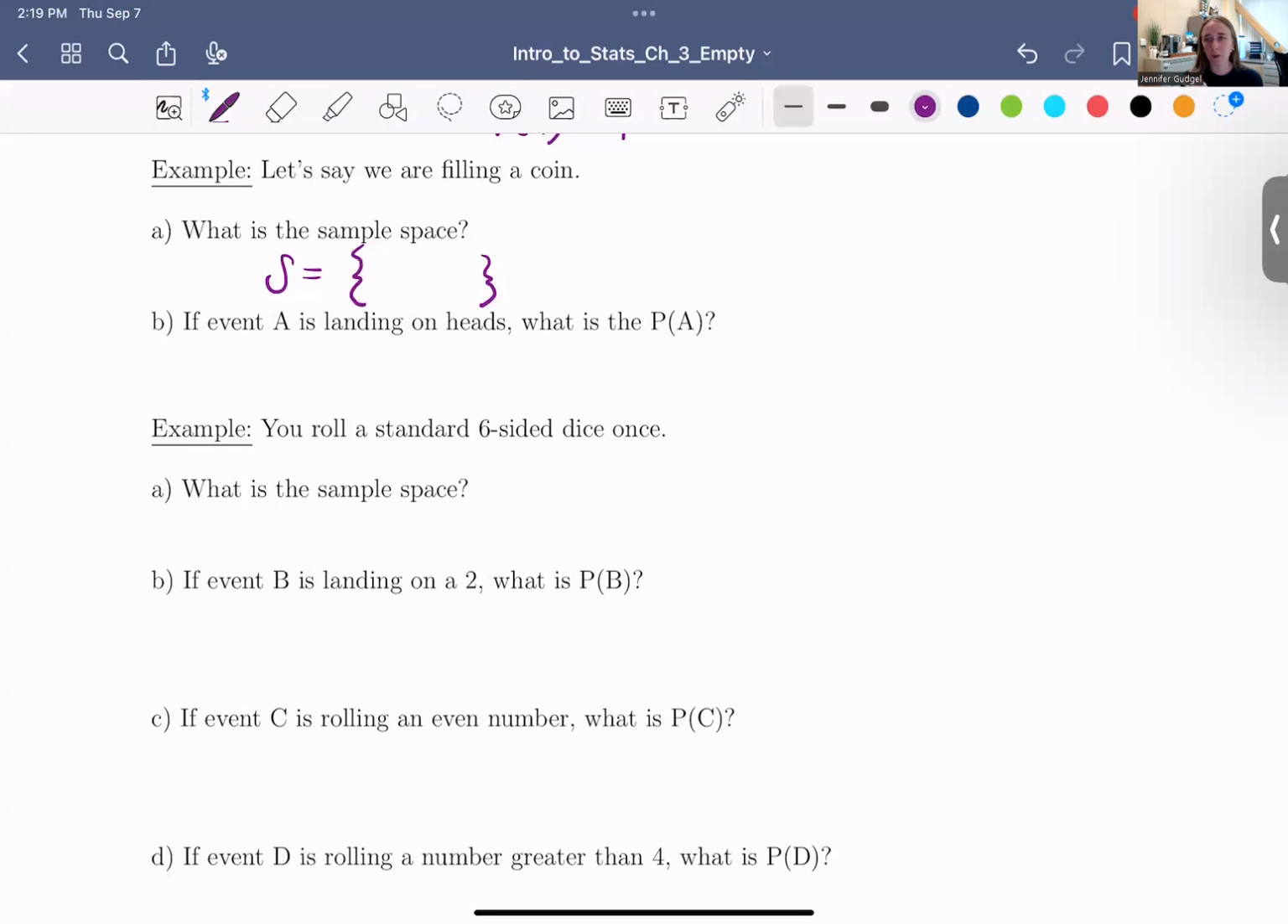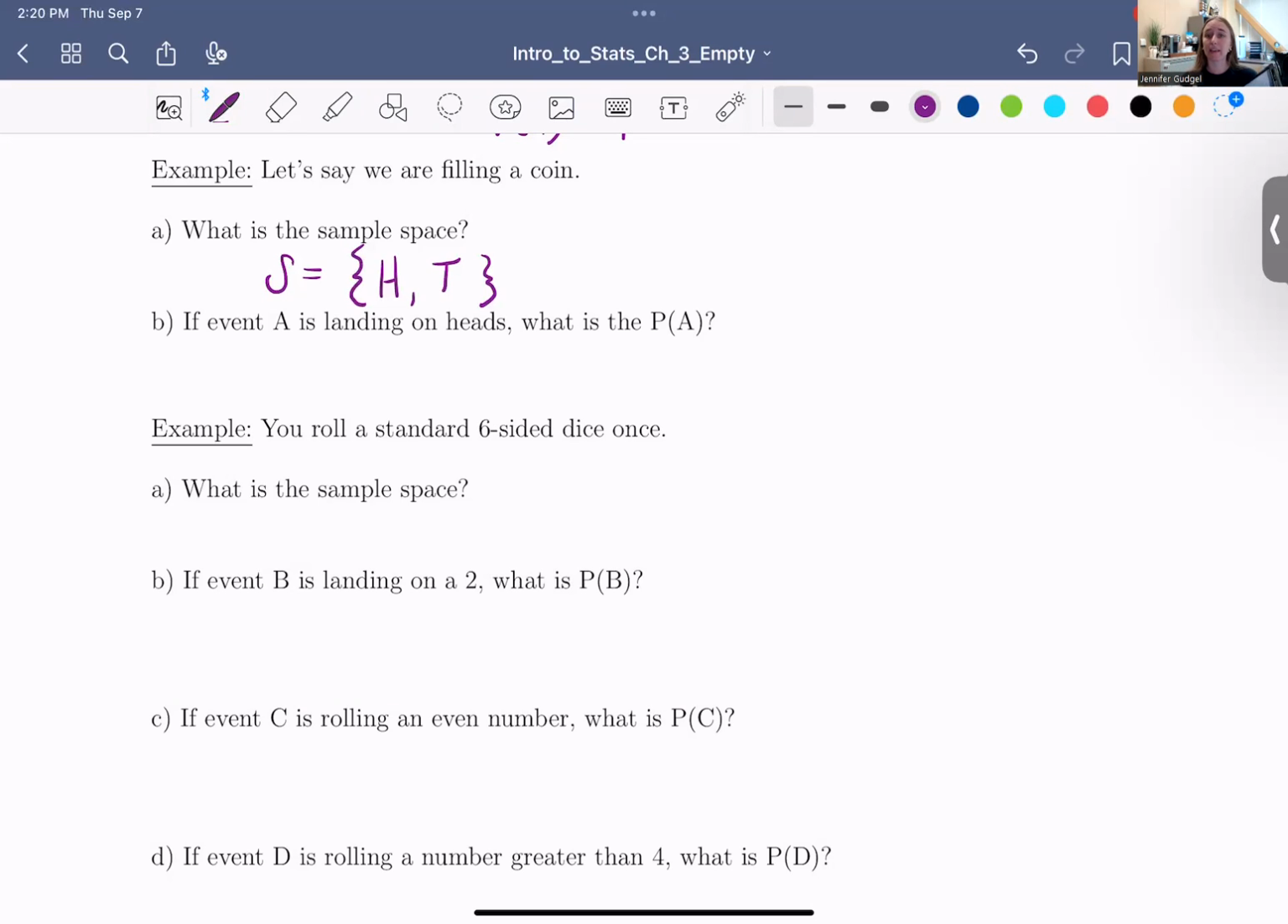So if I flip a coin, what's one possibility? Well, it could land on heads, or it could land on tails. All right, it can't land on anything else. Those are the only possibilities. Therefore, that's my entire sample space.